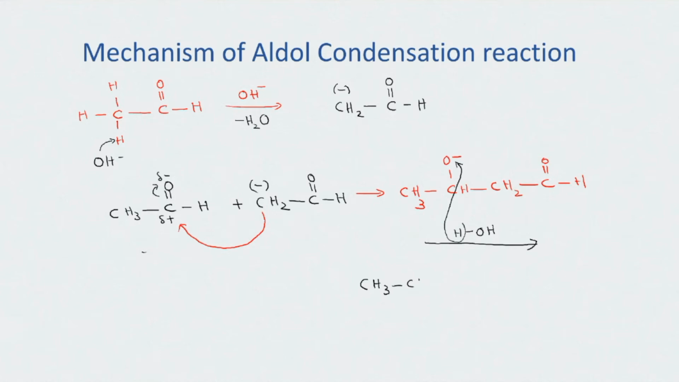That O minus will be getting converted into an alcohol group, OH. A hydroxyl group is present at the beta position, right? So this one is beta hydroxy aldehyde, and generally we call it an aldol. So if someone is asking what's the mechanism of aldol condensation reaction, you can write these steps. But in order to predict the product of the reaction easily, we have an easy and alternate mechanism for that. We are going to learn that.